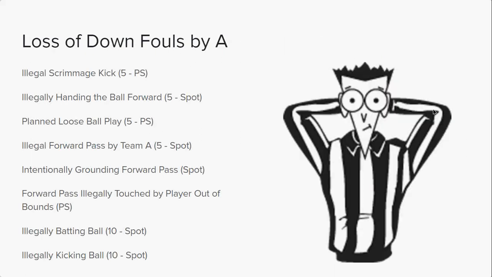Here is a list of all of the loss of down fouls by A. I have included their yardage and their enforcement spot in all these cases. Some of these do include the all but one principle as part of the statement of the penalty, but anywhere you see PS, that's previous spot. I will say here that there is not a loss of down for illegally batting the ball if it's a backward pass in flight that's been batted or if it's a ball in player possession.